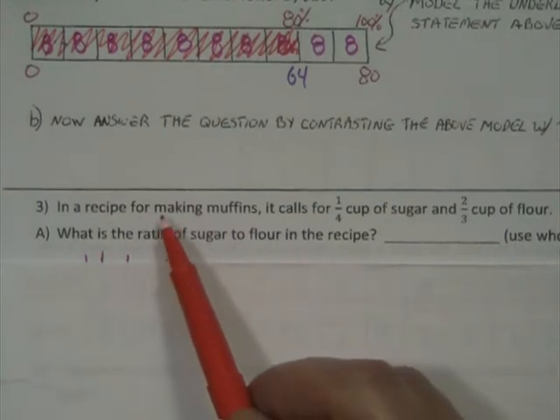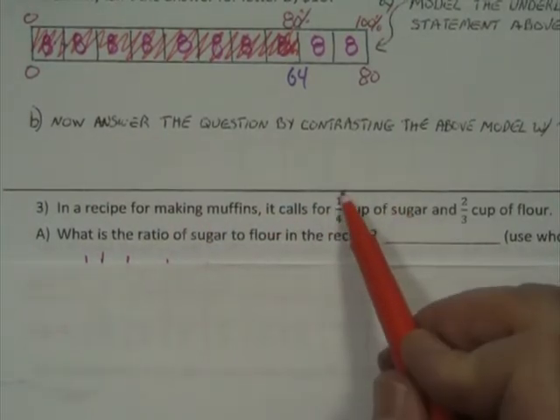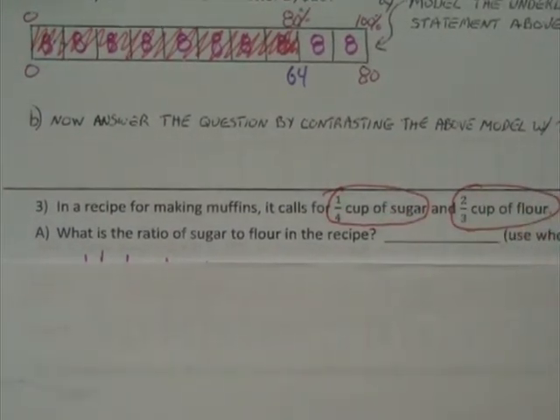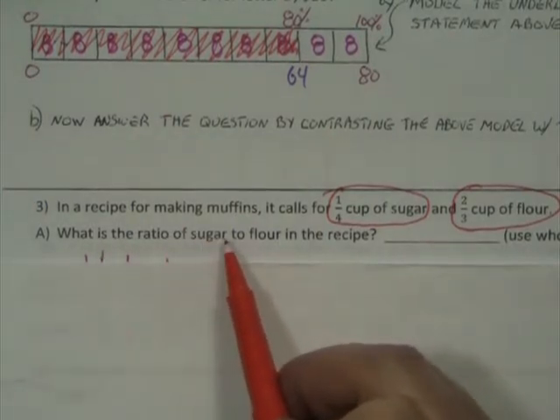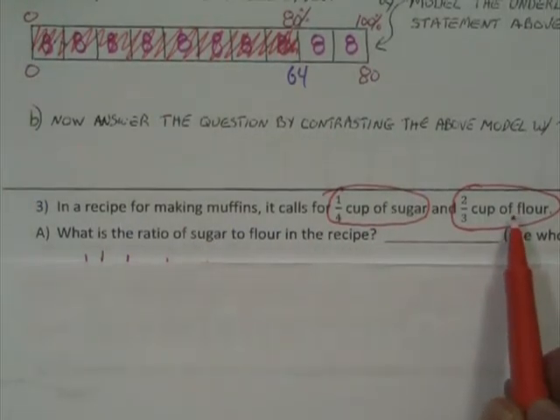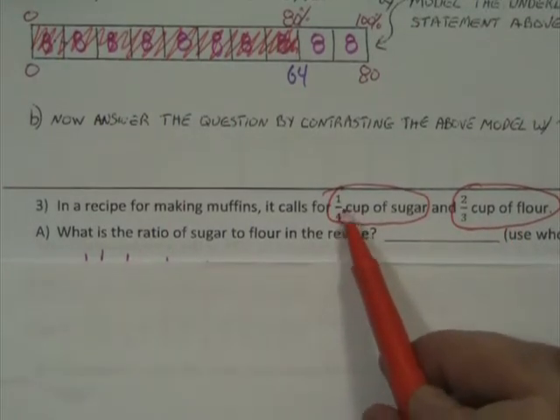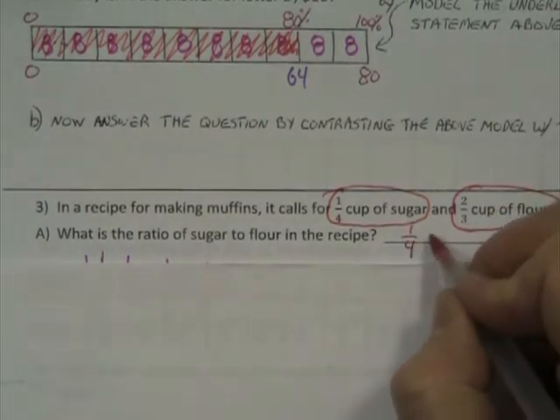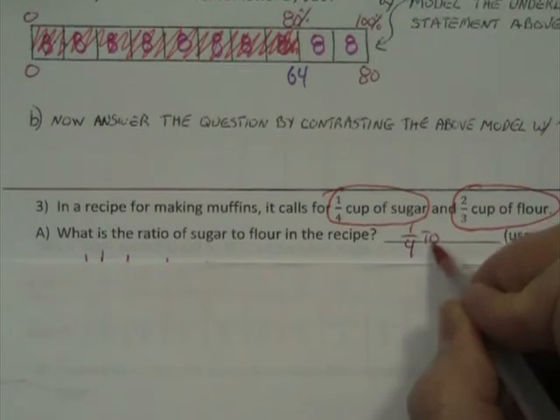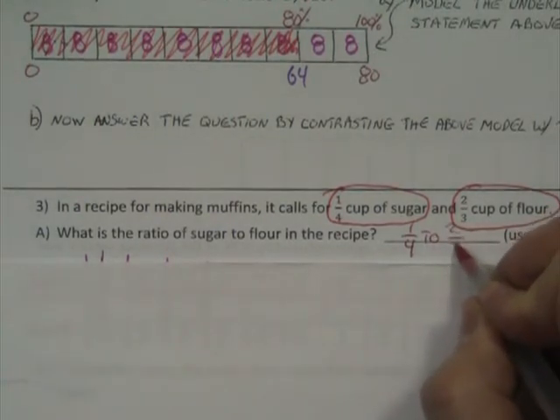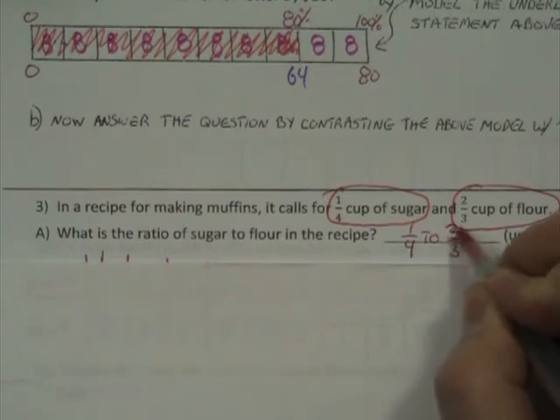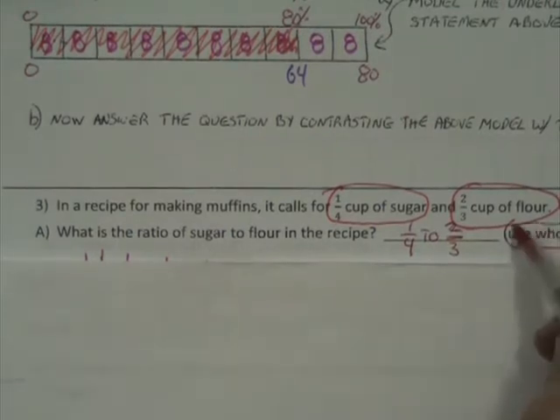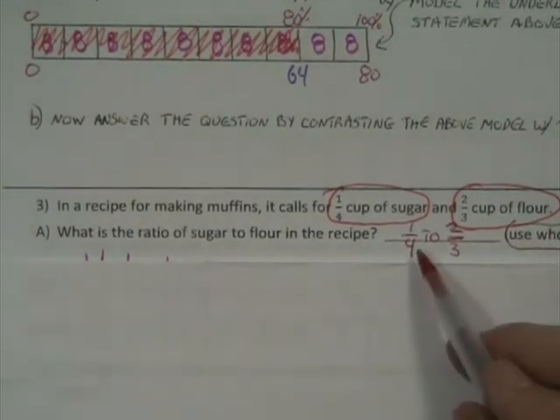Okay, number 3, it says, in a recipe for making muffins, it calls for 1/4 cup of sugar and 2/3 cup of flour. What is the ratio of sugar to flour in the recipe? Now, if you just look at this, you would just write down 1/4 to 2/3, or put a colon in there. Okay, that's the ratio, 1/4 to 2/3. The only thing is, this question says use whole numbers. We need to change these to whole numbers.